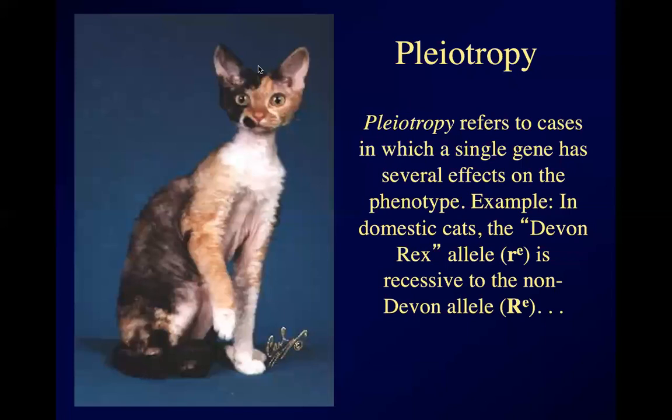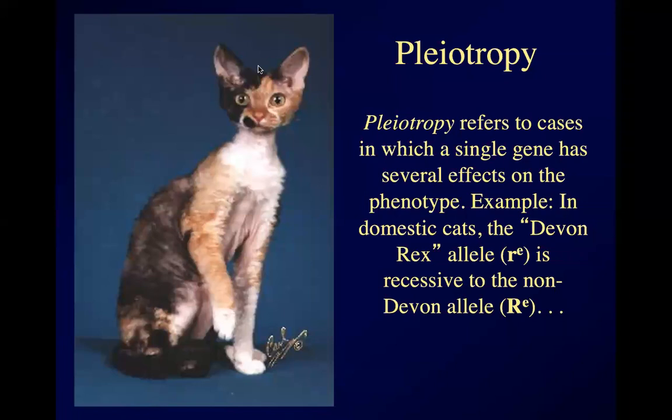You're looking at a Devon Rex cat. Rex cats have wavy fur. If you were to pet this cat, it's hard to see in a picture like this, but you'd feel the difference right away. Most cats have straight fur. Devon Rex cats are wavy. And this happens to be a trait that is governed by a single gene with 2 alleles. The Devon Rex allele is recessive to the non-Devon Rex allele for straight fur.